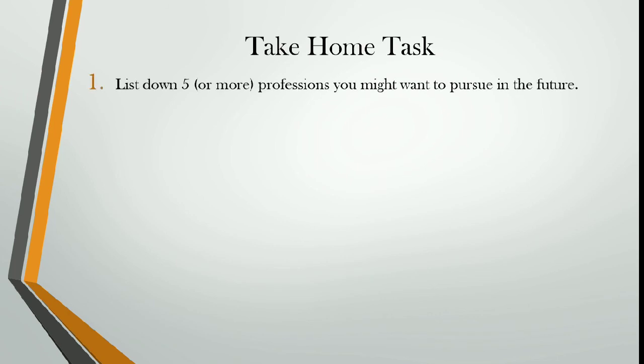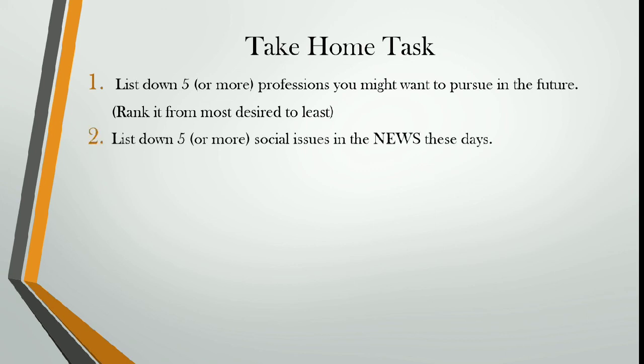So what you're going to do in this activity is, first, I want you to list down five or more professions that you want to take. If you have more than five, why not, right? But a minimum of five, and you could add more professions that you might want to pursue in the future. And you must rank them. If you have 7 professions that you want to pursue in the future, you must rank them like one, two, three. One being the highest, and the last is your least desired.